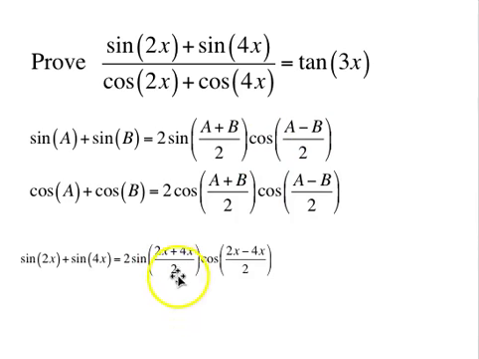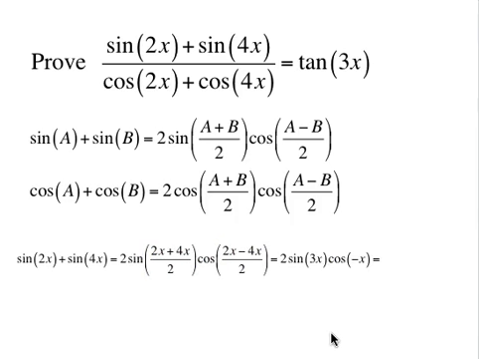2x plus 4x is 6x, divided by 2 is 3x. 2x minus 4x is negative 2x, over 2, negative x. Cos of negative x is the same as cosine x. Cosine is an even function. Sine of negative x is negative sine x, if that comes up. We can simplify that numerator to be 2 sine 3x cos x.